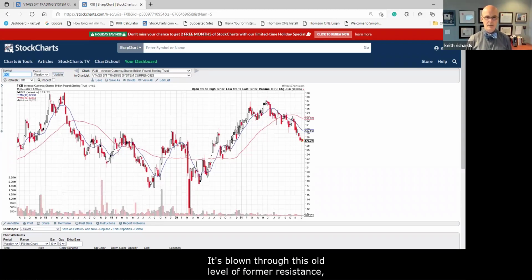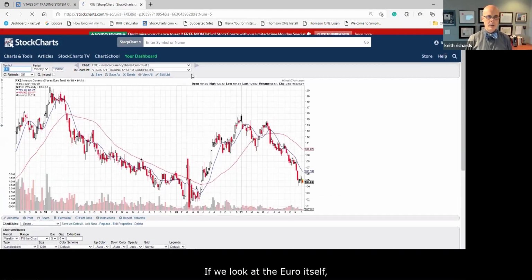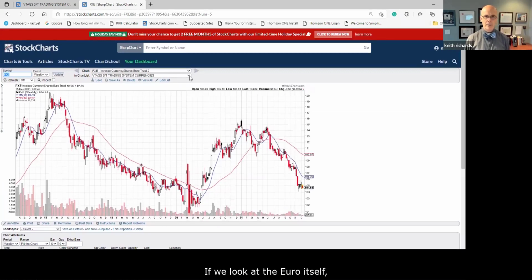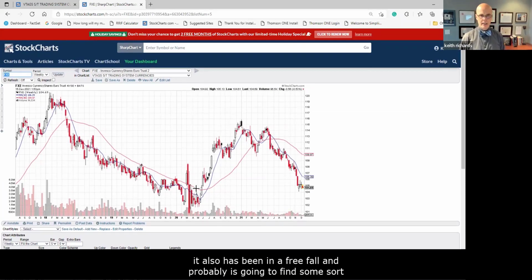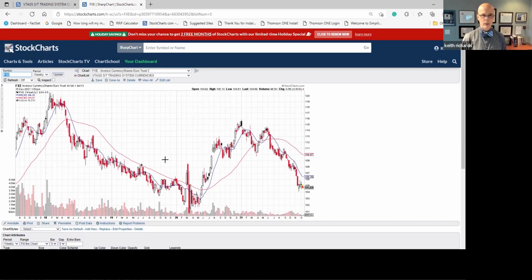It's blown through this old level of former resistance, which should have been support. And so this currency should target quite a bit lower, literally about 10% lower than it is right now. If we look at the euro itself, it also has been in a free fall and probably is going to find some sort of support as we get close to the COVID lows, somewhere around 103, 104. We are in a minor level of support here that could in fact hold, but it doesn't look great given that the UK, which we just looked at, isn't looking very good itself.